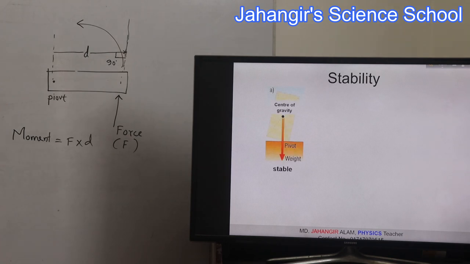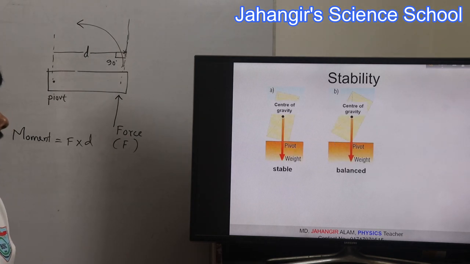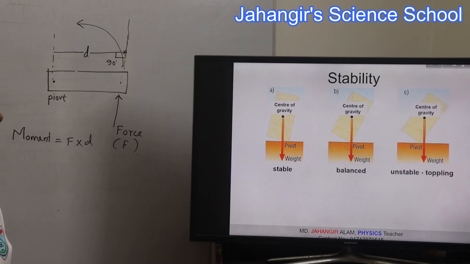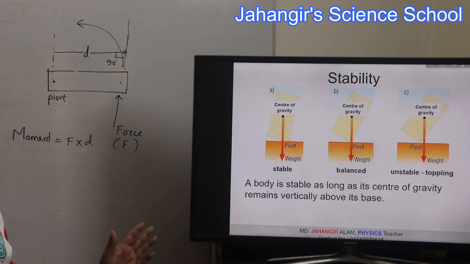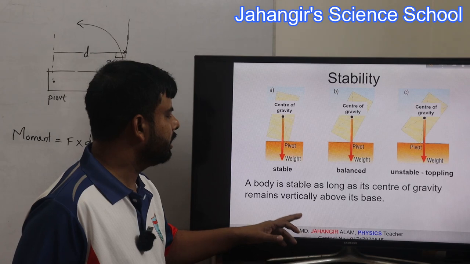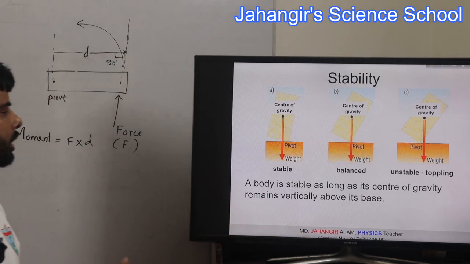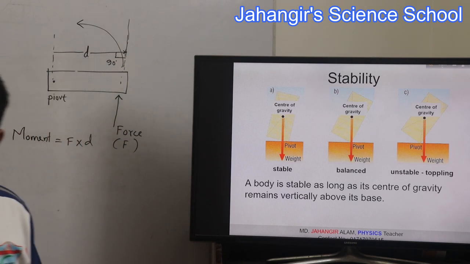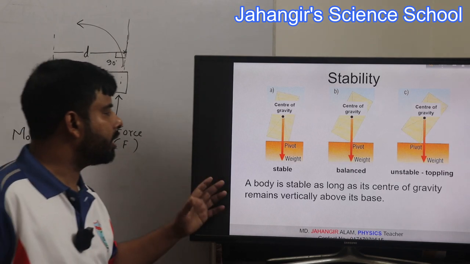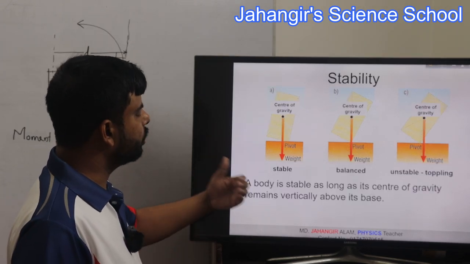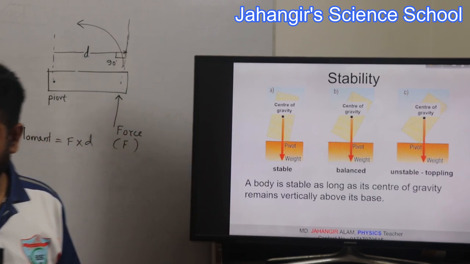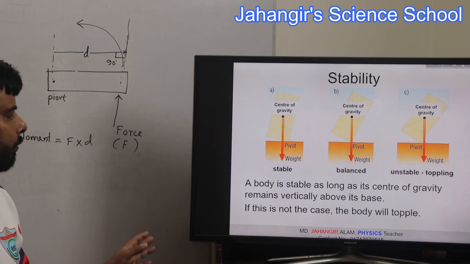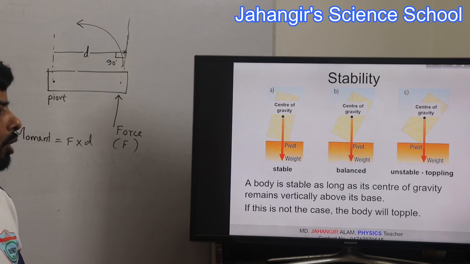Now stability: stable object, balanced; unstable object. A body is stable as long as the center of gravity remains vertically above its base. So when the center of gravity position is completely vertical above its base, then that object is stable. Stable refers to the ability to return to its original position after application of a small tilting force. If this is not the case, the body will topple.